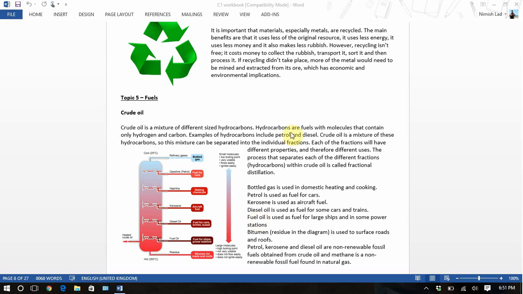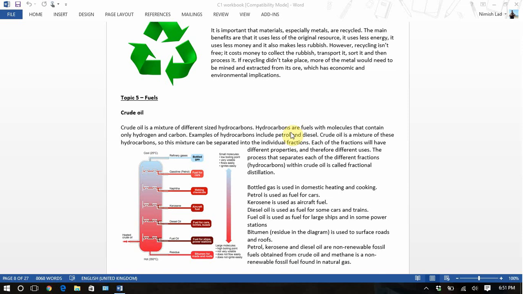This video is for Edexcel GCSE Chemistry Unit C1 Topic 5. So this is all about fuels. It's quite a long topic, right at the end of the C1 unit, and it covers topics such as crude oil and the hydrocarbons that make up crude oil, the fractions that are actually within there, alkanes, alkenes, cracking, polymerisation, but also the issue with fuels, alternatives to some of these fuels that we get from crude oil.